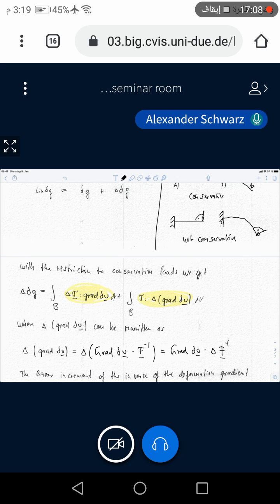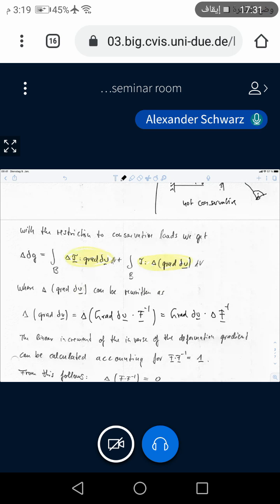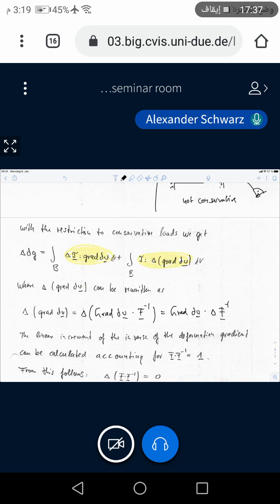And now the question is, of course, what is the increment, the linearization of F to the -1? We have already discussed the increment or the variation of F two weeks ago, but now we have to do this for the inverse of the deformation gradient. Okay, here we use a trick which is sometimes asked in exams, and this is the following idea. The linear increment of the inverse of the deformation gradient can be calculated accounting for F tensor multiplied with F to the -1.